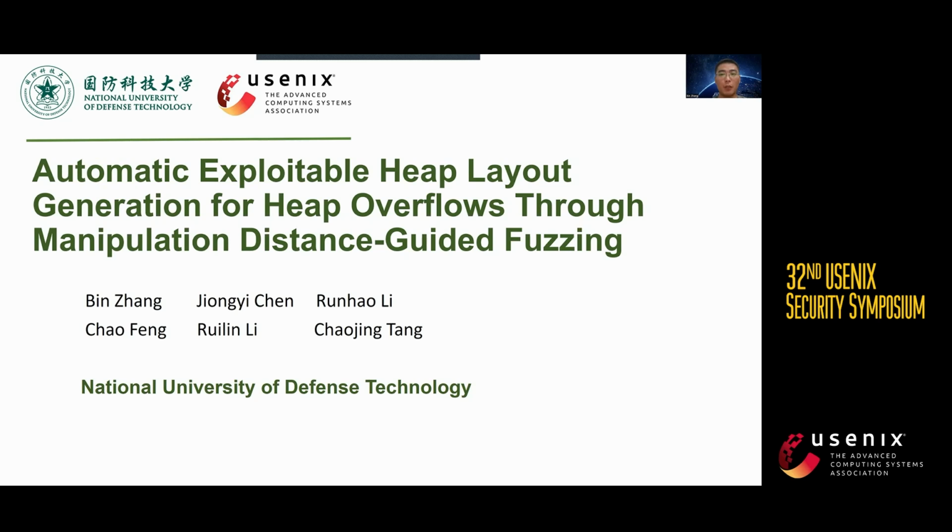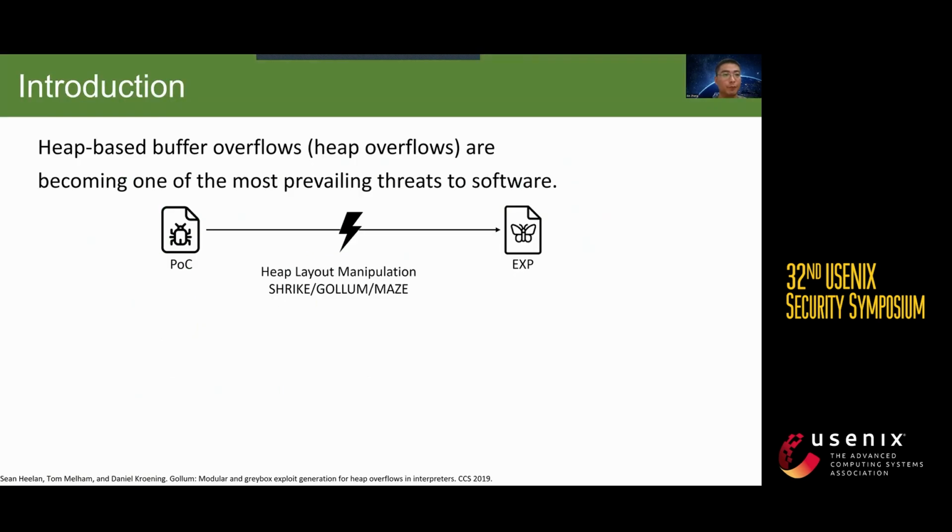I am glad to share my paper, Automatic Exploitable Heap Layout Generation for Heap Overflows through Manipulation Distance Guided Fuzzing. As we all know, heap overflows are becoming one of the most popular threats to software. In order to turn a heap overflow POC into an exploit, one needs to construct a specific heap layout, which is known as heap layout manipulation.